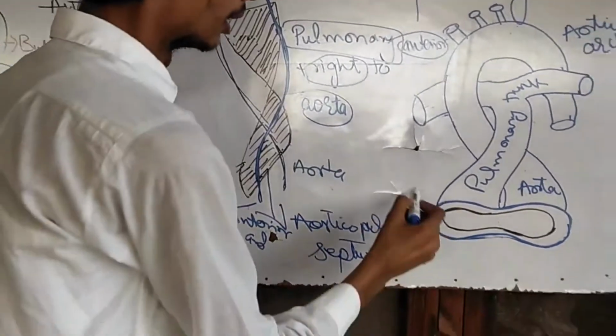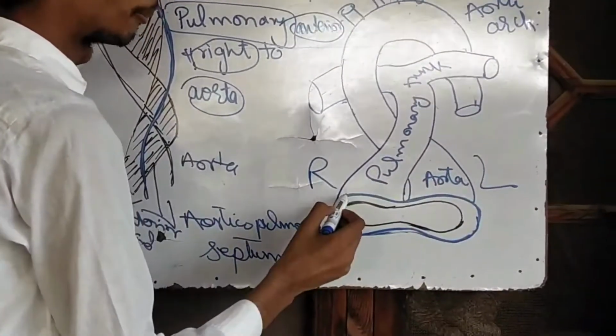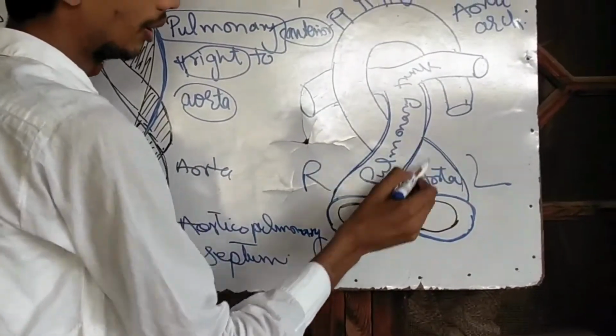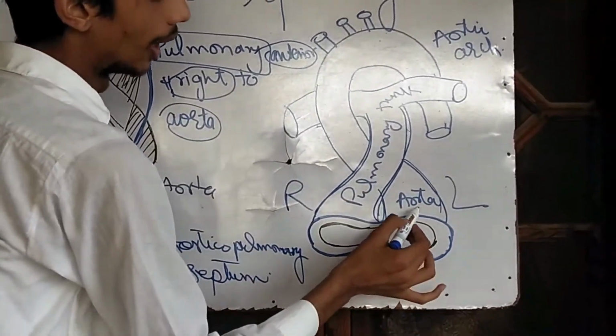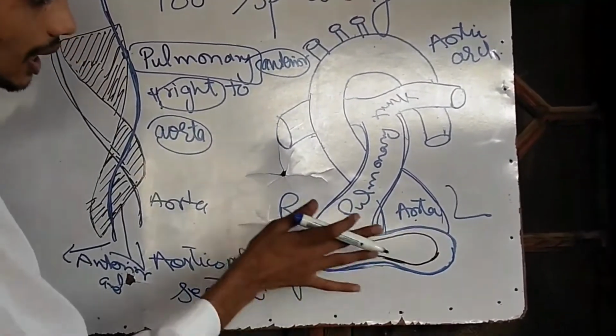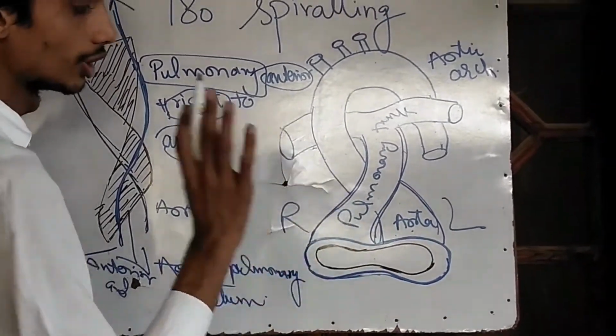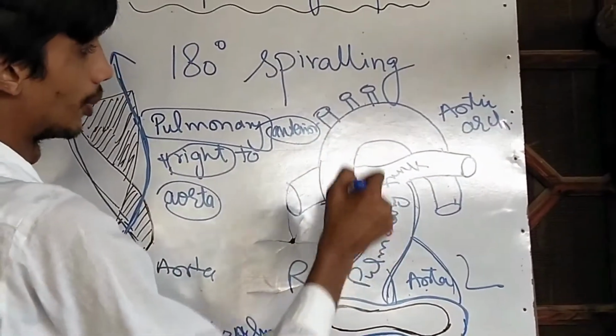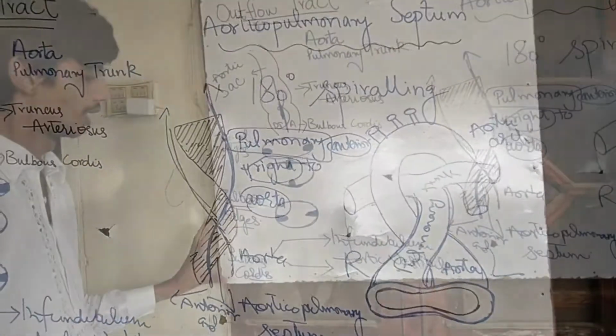If you see here, this is the right side, this is the left side. The pulmonary trunk is on the right side and the aorta on the left side, and the aorta is basically a little behind, because the pulmonary trunk is a little anterior to that of the aorta due to the spiralization of the aorticopulmonary septum, and this then divides into the right and left pulmonary artery, and this is the aortic arch.